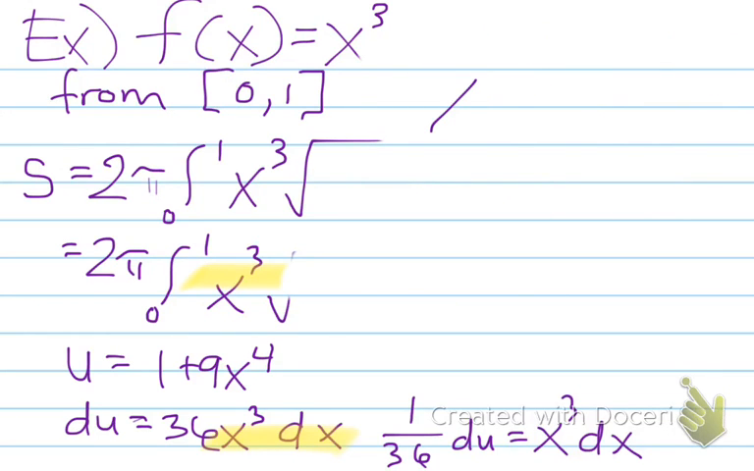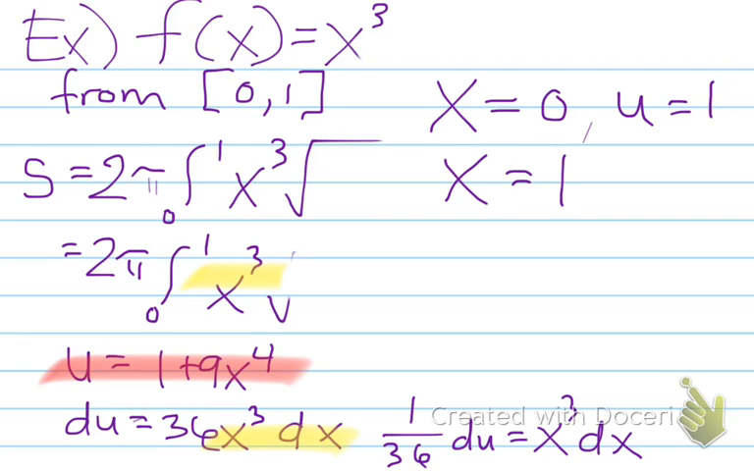I also know my new limits of integration. When x equaled 0, that was my lower limit, so if I plug 0 into this red highlighted equation, I get u equals 1. If I plug in x equals 1 for my upper limit, I get that u would equal 1 plus 9 times 1, which is 10.